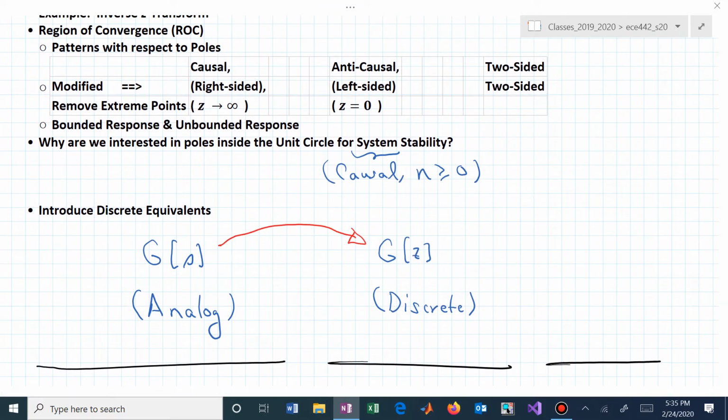We will then talk about why stability is concerned with the concept of having our poles inside the unit circle. We usually are referring to a system that has a causal impulse or pulse response.